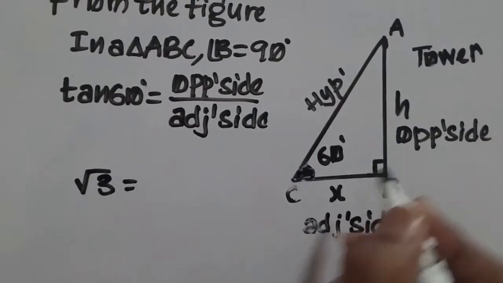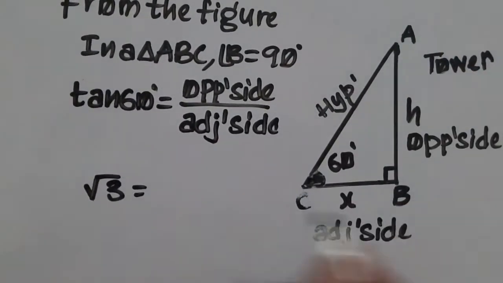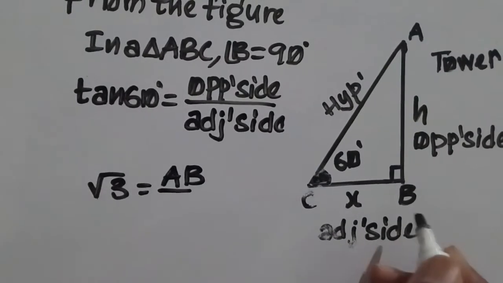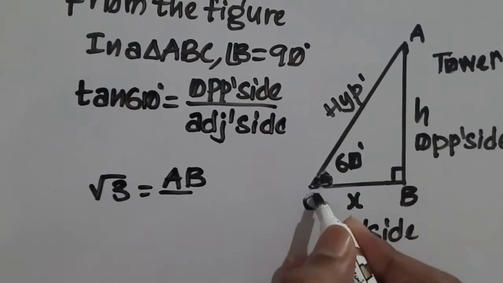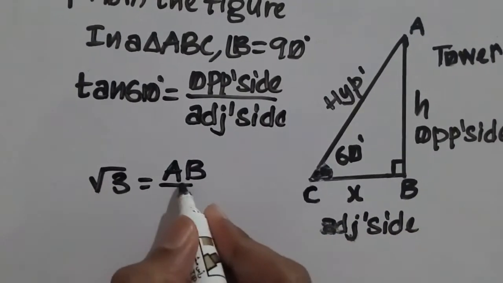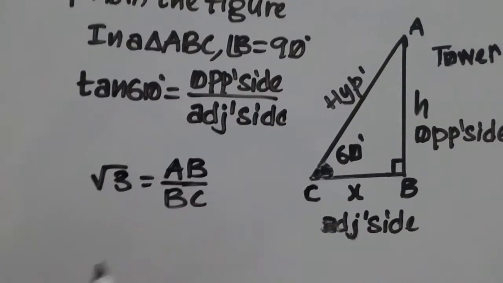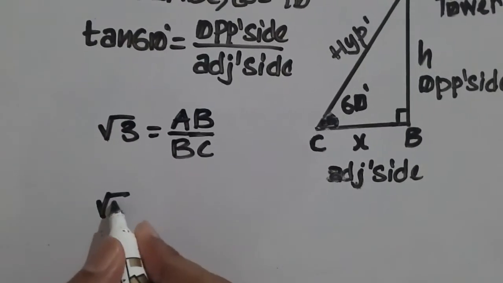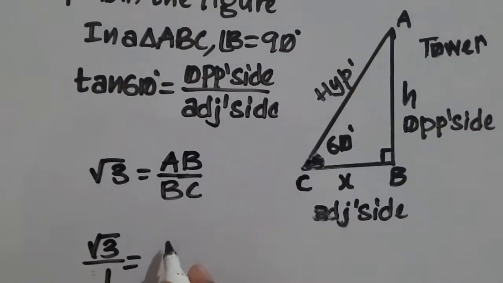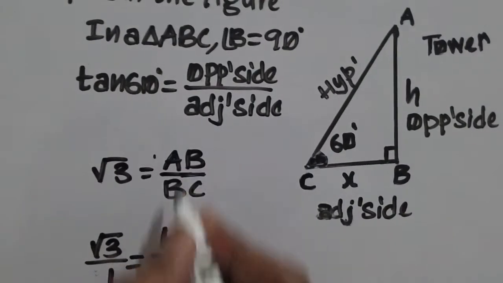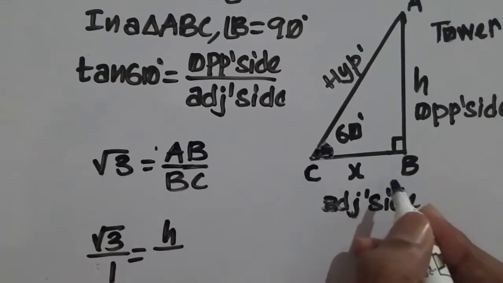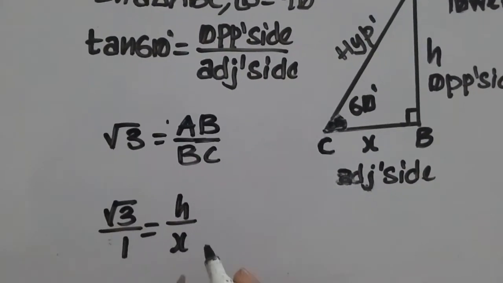Here opposite side is equal to what? Opposite side is called AB and adjacent side is equal to BC. Now root 3 by 1 is equal to AB, which is the height of the tower H, and BC is the width of the road, X.